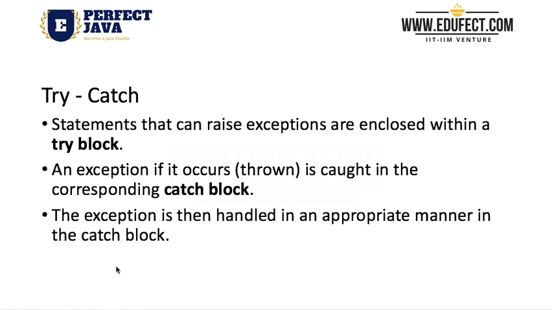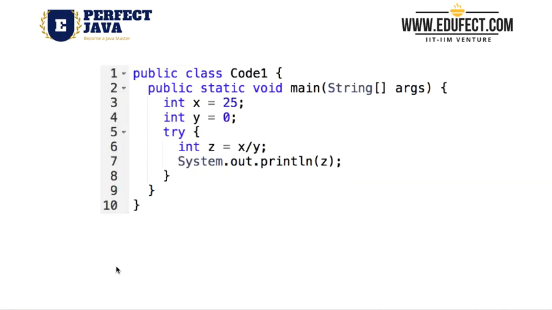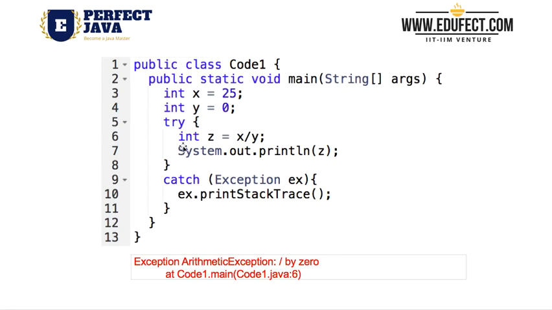Let's look at an example of how we would handle the arithmetic exception that we saw. The first thing we will do is enclose the statements within a try block. We know this line, int z is equal to x by y, is where the exception can occur, so we have enclosed it in a try block. We have enclosed these two lines, including System.out.println z because it's related to this line. Once we have enclosed it, we need a catch block where we will catch that exception. So this is the catch block we have put in.